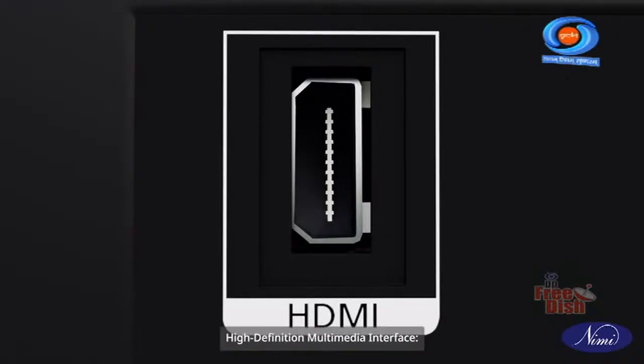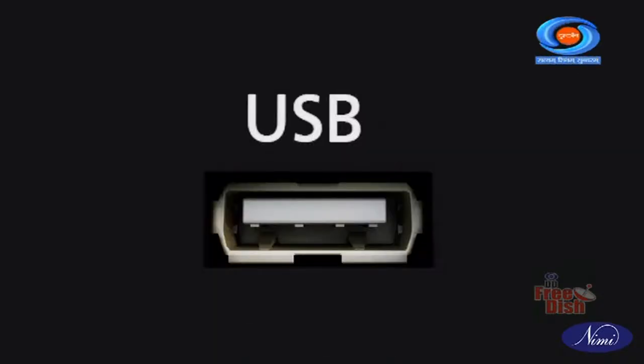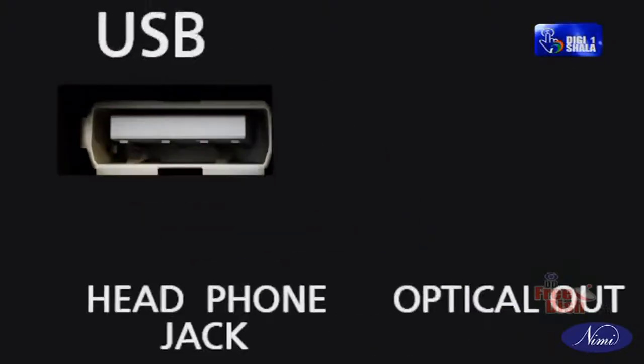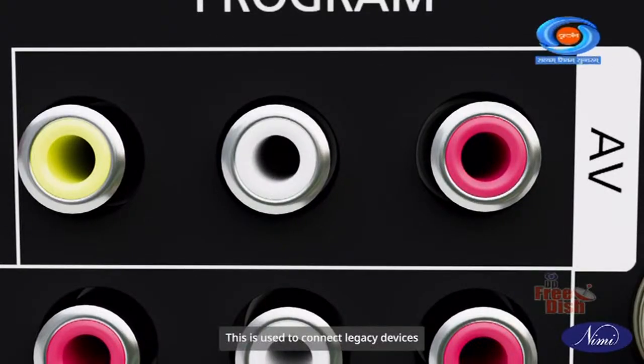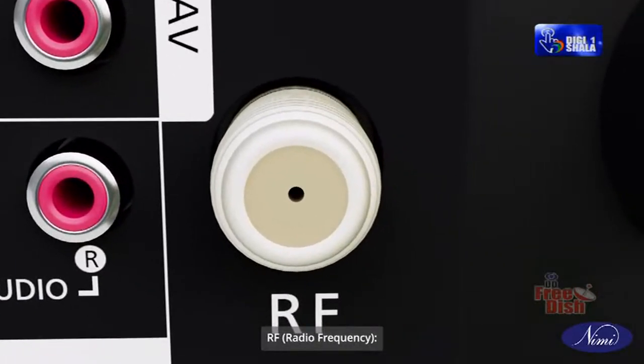HDMI or High Definition Multimedia Interface. HDMI allows for high-definition audio and video signals using HDMI cable. USB or Universal Serial Bus. USB enables connectivity with external storage devices. AV or Audio Video. This is used to connect legacy devices such as DVD players through RCA cable, 3RCA. RF or Radio Frequency. This is used to connect cable or antenna signals to the TV.